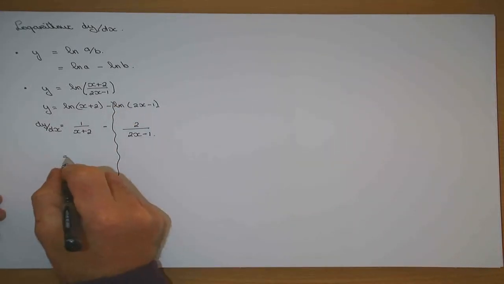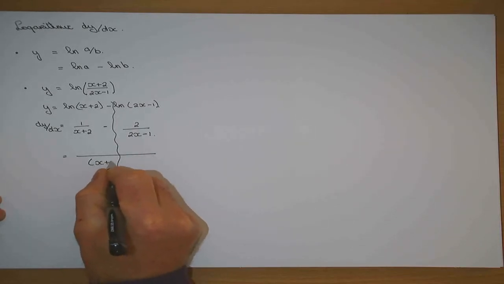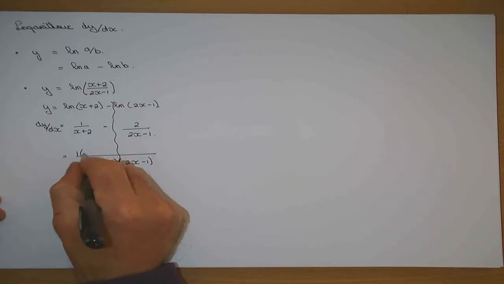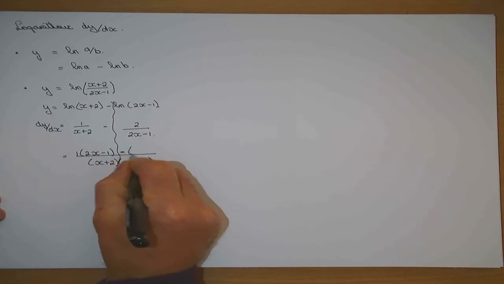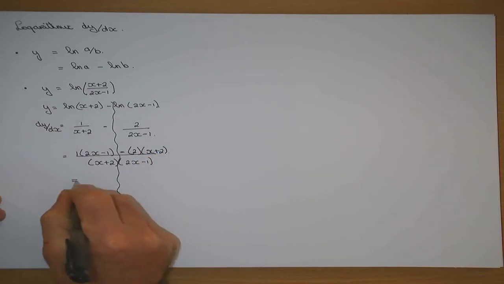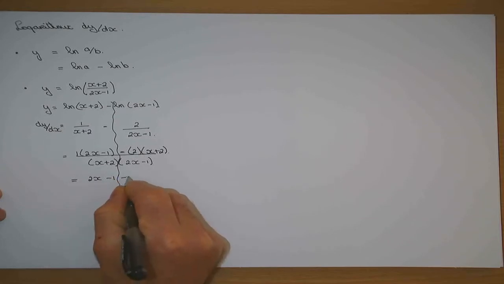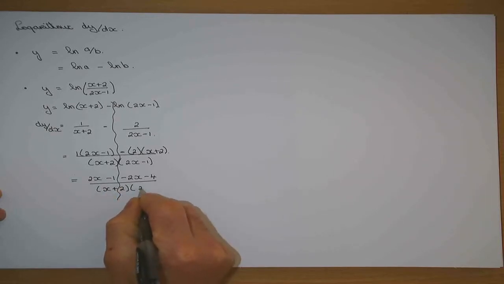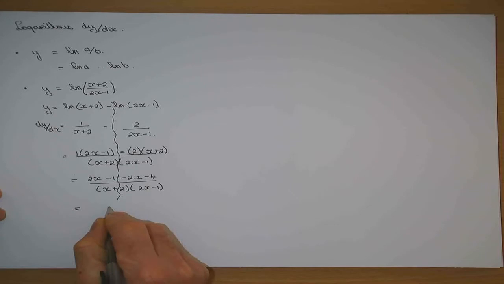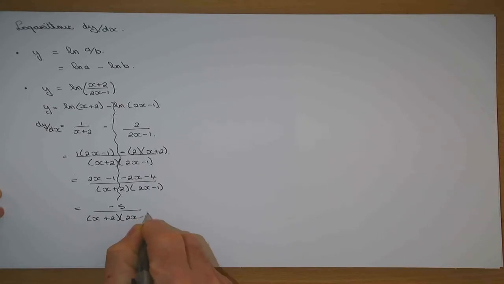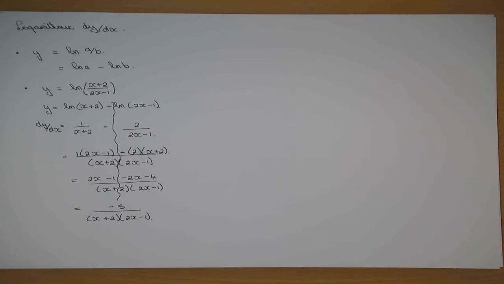That's equal to, add them in an LCM, it's x plus 2 times 2x minus 1. X plus 2 will divide in here once, 2x minus 1. Minus 2x minus 1 will divide in there, 2 times x plus 2. So that's 2x minus 1 minus 2x minus 4 all over x plus 2 times 2x minus 1, which is equal to minus 5 all over x plus 2 times 2x minus 1. That's one rule of logs and how it would impact on your differentiation.